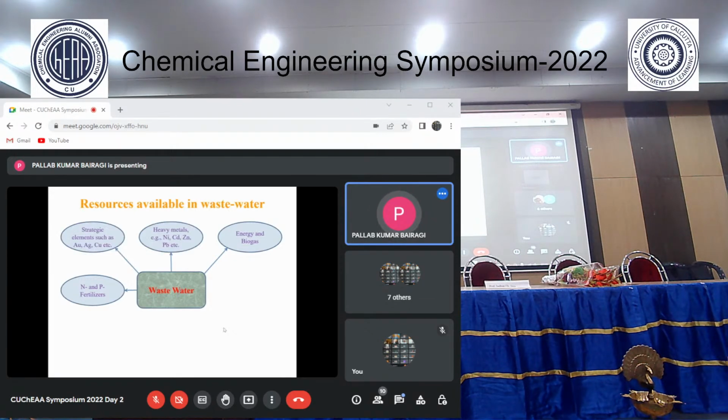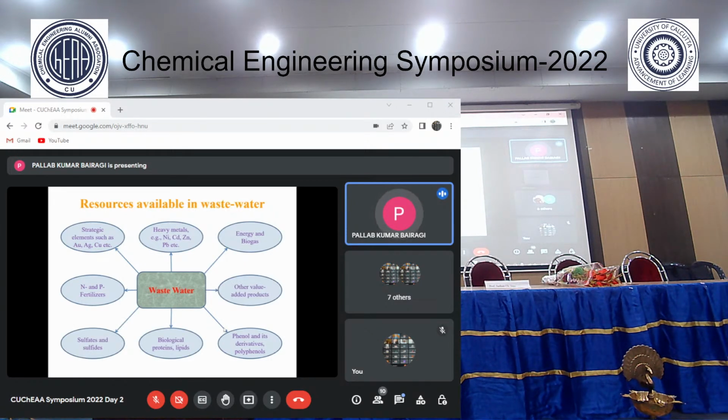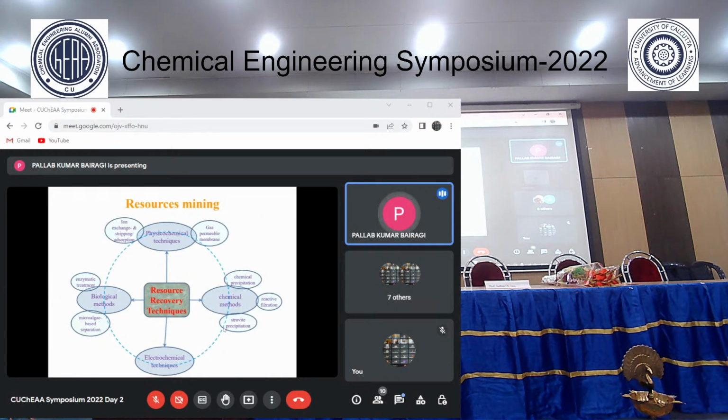nutrient-based fertilizers, strategic elements like gold, silver, copper, and heavy metals like nickel, cadmium, zinc, phenols and its derivatives, sulfates and sulfides, biological proteins and lipids, and different value-added products. These are the commonly used resource mining techniques: physicochemical techniques, chemical methods, biological methods, and electrochemical techniques.